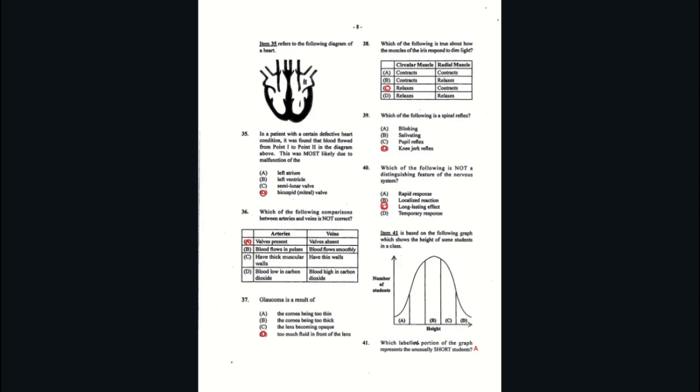It's very much temporary. Then number 41 says, item 41 is based on the following graph which shows the height of some students in a class, number of students versus height. Which labeled portion of the graph represents the unusually short students? For this, we are going to choose A. We see that A is short, then it rises up through B and C, and comes back down at D. But the unusually short set starts off at A, so we're going to choose A as the answer.